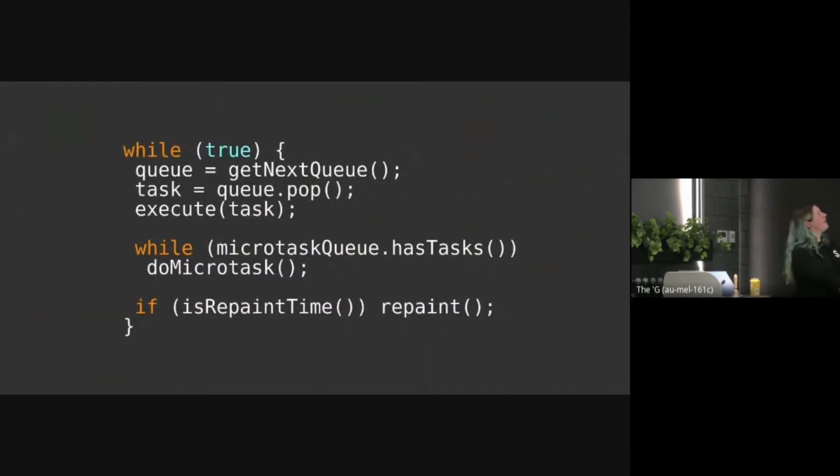Okay, so now we have our event loop. It looks like this. It's getting a little bit more complicated. So it's still an infinite loop. Each turn of the loop, we're going to pick a queue. We're going to take the first task off the queue. We're going to execute that task. And then as long as there are tasks in the microtask queue, we're going to execute all of those tasks. Then once that's done, if it's time to repaint, then we'll run the rendering pipeline. Cool? We're all still good with this? Yeah, cool. Because it turns out it's a little bit more complicated than this.